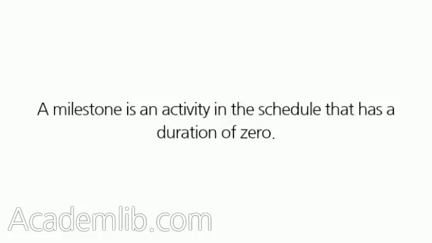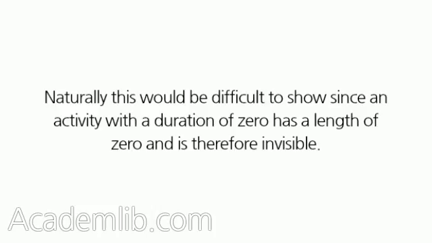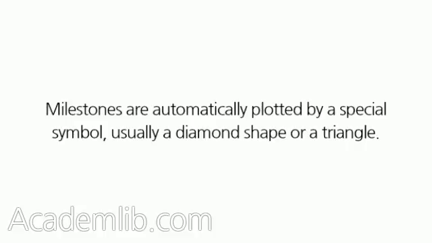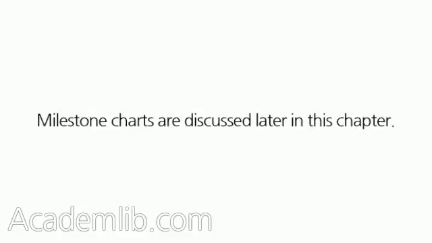Milestones can also be shown on the Gantt chart. A milestone is an activity in the schedule that has a duration of 0. Naturally this would be difficult to show since an activity with a duration of 0 has a length of 0 and is therefore invisible. Milestones are automatically plotted by a special symbol, usually a diamond shape or a triangle. Milestone charts are discussed later in this chapter.